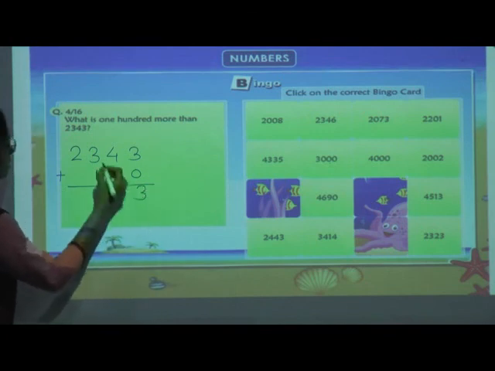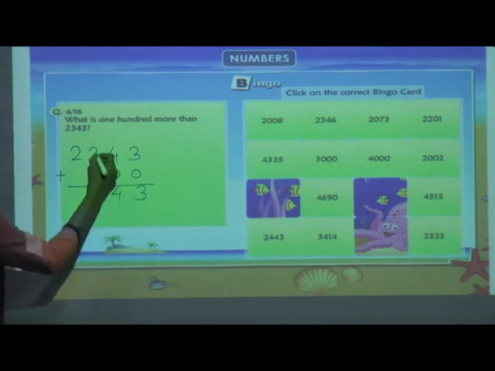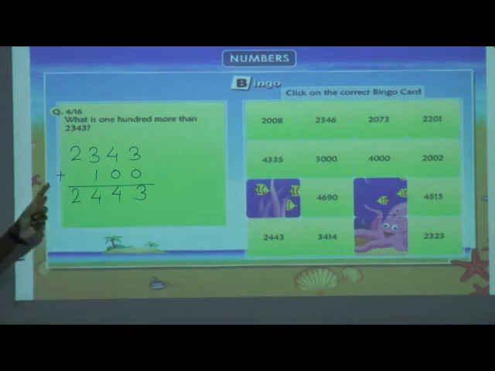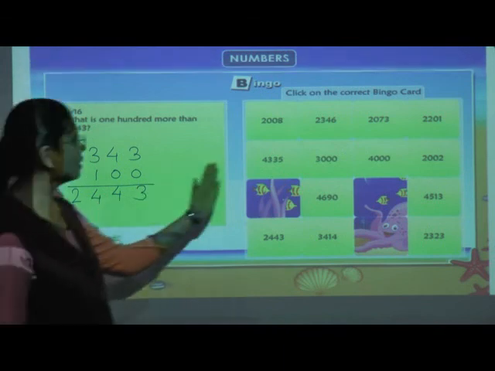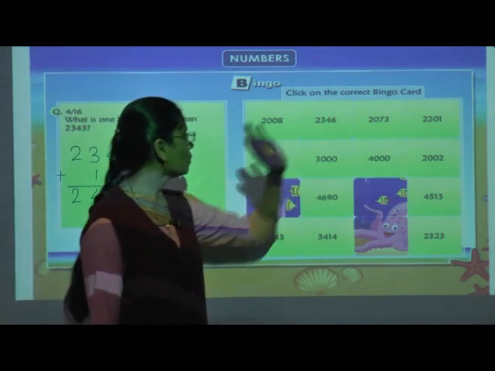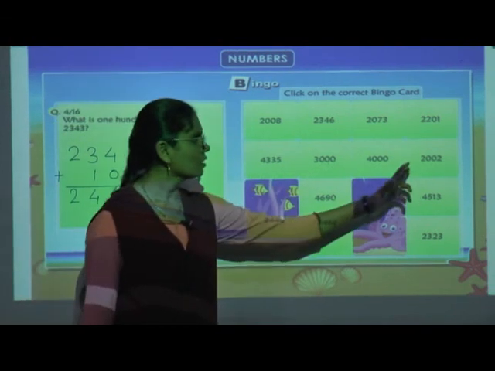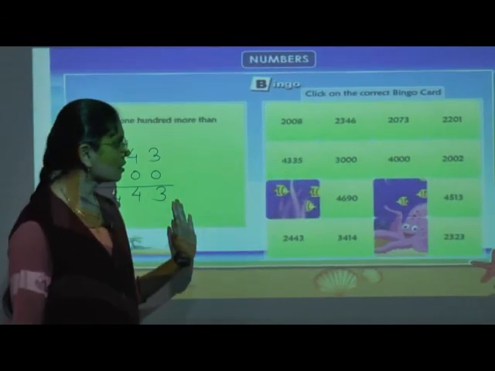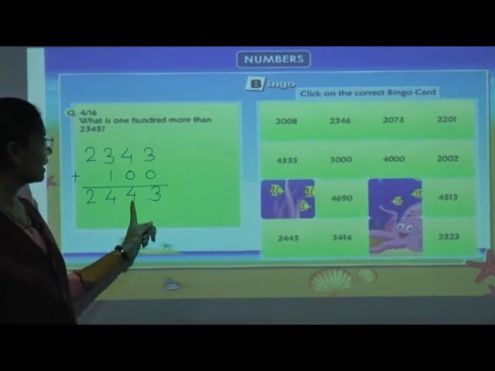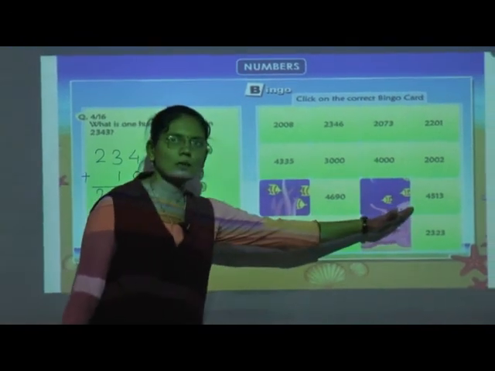3 plus 0 is 3, 4 plus 0 is 4, 3 plus 1 is 4, and 2 plus 0, nothing is there, means 0 is there. 2 plus 0, 2. So the answer is 2443. Now see students, here 2413 number is there? No. See the second line. In the second line also the number is not there. Now see this. Our answer is 2443. Here also the number is not there.